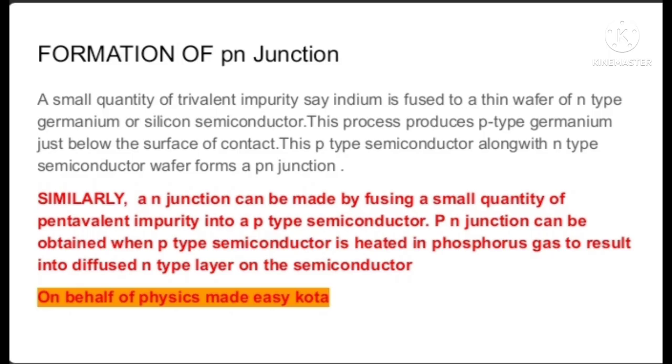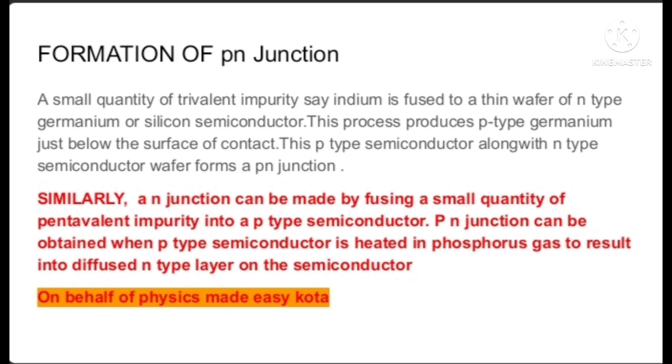For the formation of the PN junction, a small quantity of trivalent impurity is fused to a thin wafer. Wafer means a very thin slice of N-type semiconductor. We can take a germanium or silicon semiconductor. This process produces a P-type germanium just below the surface of contact. This P-type semiconductor along with the N-type semiconductor wafer forms a PN junction.